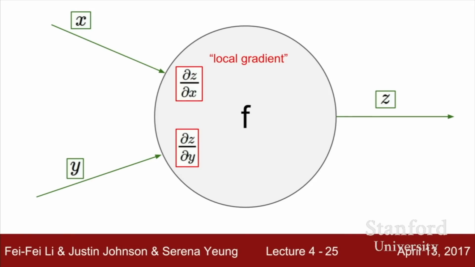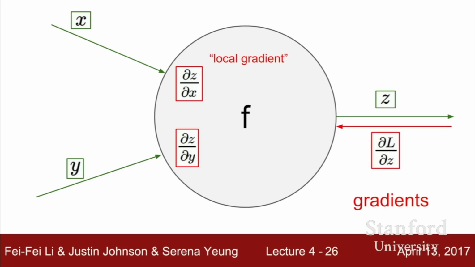Okay, so we said that we have these nodes, and each node gets its local inputs coming in and the output that it sees directly passing on to the next node. And then we also have these local gradients that we computed, the gradient of the immediate output of the node with respect to the inputs coming in.